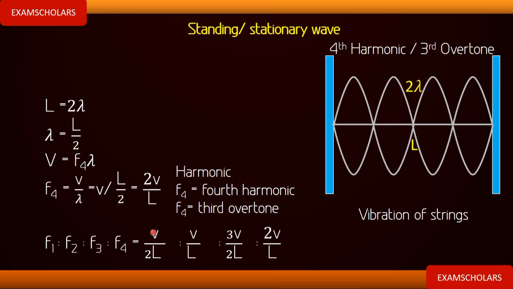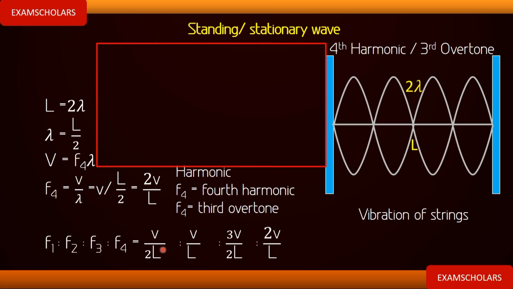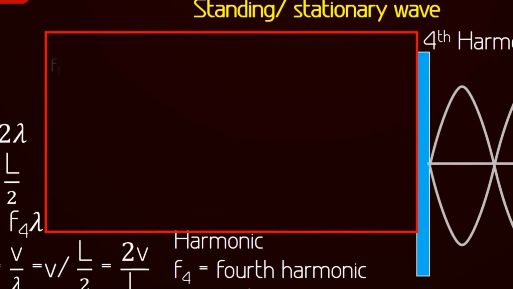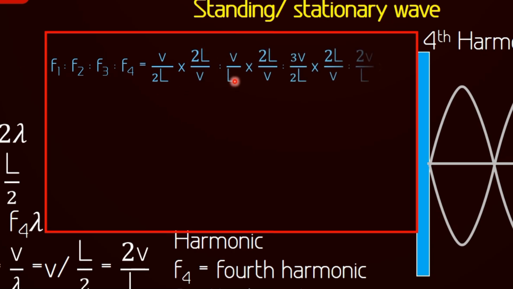Now, you see, this V over 2L, if you divide all this ratio by V over 2L, let's see what we are going to get. Dividing it means that you multiply it by what? 2L over V. So f1 : f2 : f3 : f4 will now be what? V over 2L times 2L over V : V over L times 2L over V : 3V over 2L times 2L over V : 2V over L times 2L over V. This is what we are doing. All these things gotten from the analysis, you just multiply by 2L over V. So you get this.